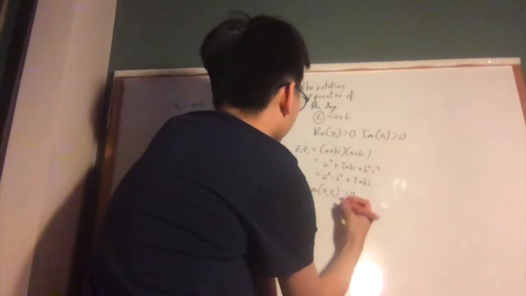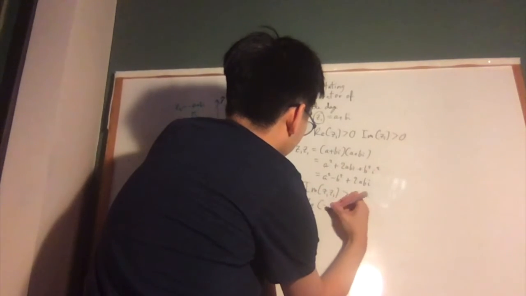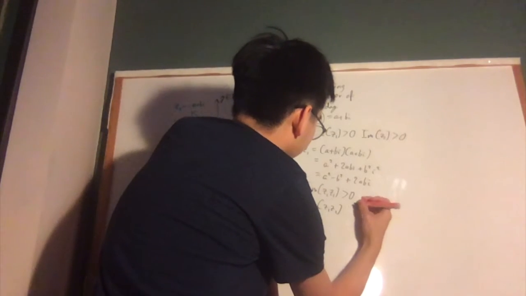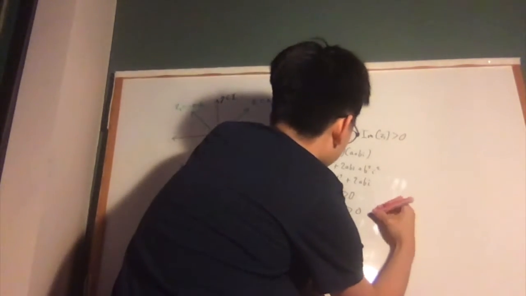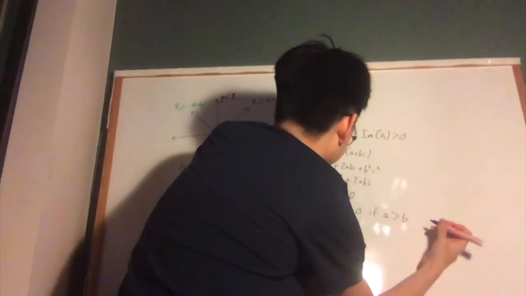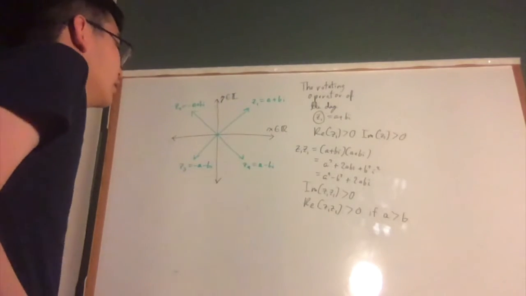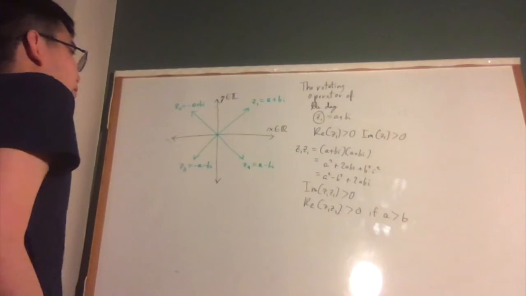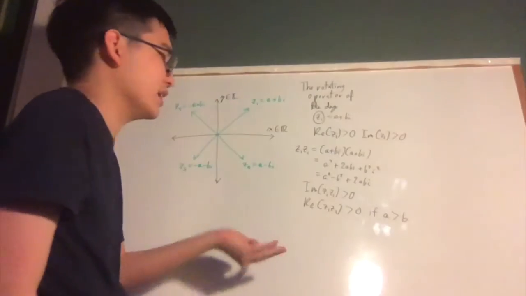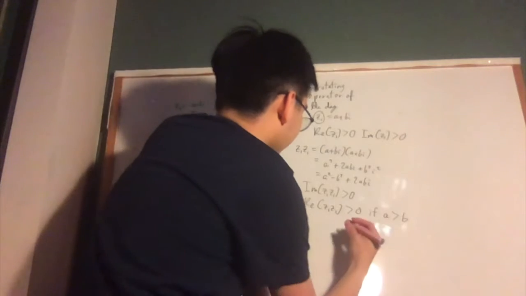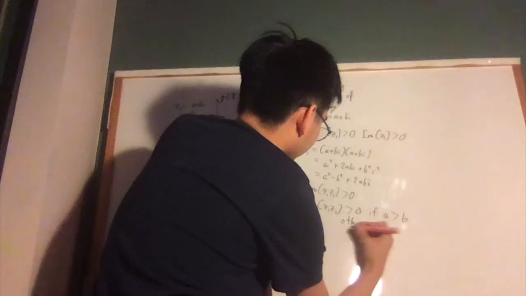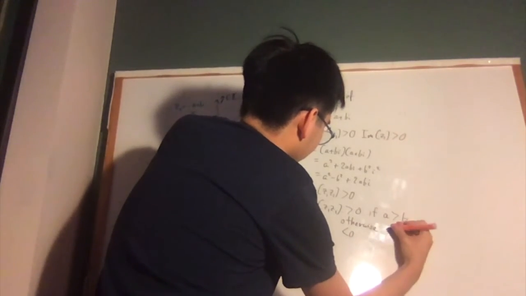That much we can say. And for the real part, it just depends on our choice of a. So I would say for now it's positive if a is greater than b. Otherwise, to have it reach the other zone, as we suggested last time, we will get that it's less than 0 if b is greater than a.